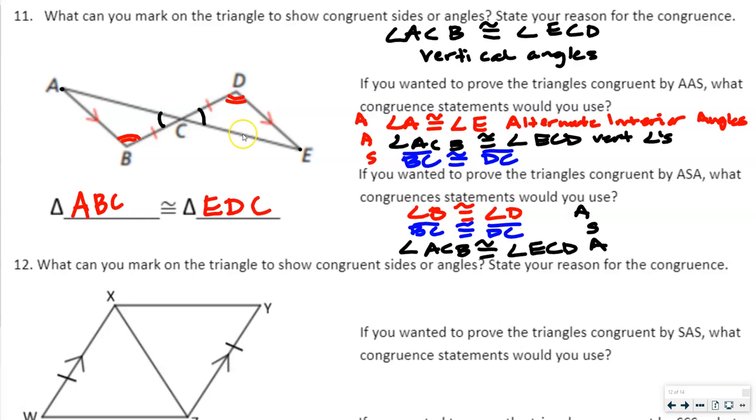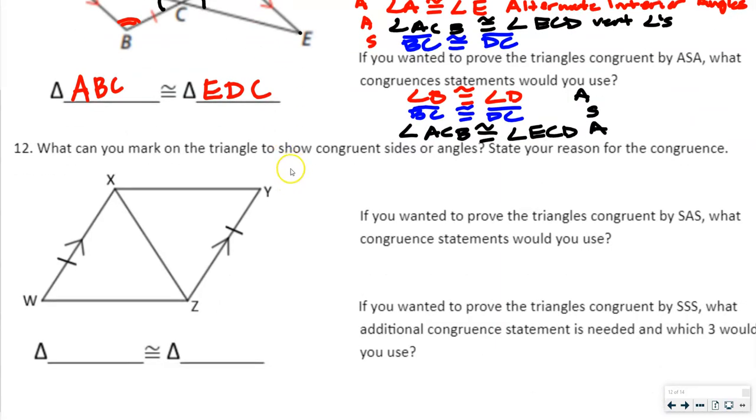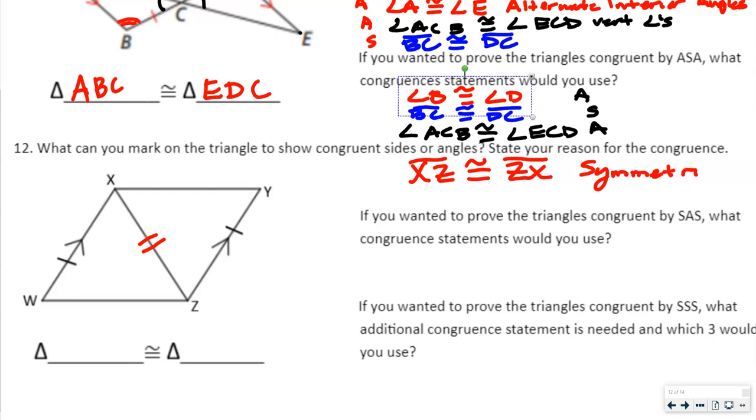Okay? All right, so the next one says, what can you mark on the triangles to show the congruent sides or angles? So here again, we can mark that shared side, right? So we're going to say XZ is congruent with what? This time we're going to say ZX because we can't move across that side the same direction, can we? Okay, and what property would this be? Wouldn't this be the symmetric property?